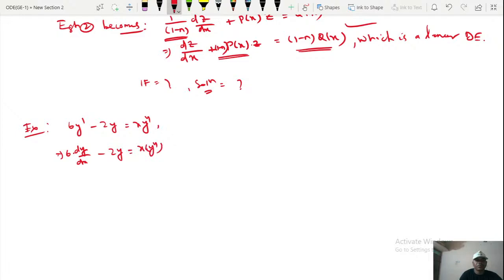Say the power of y is 4, which is greater than 2. That means we can say this is a Bernoulli's differential equation. So now I will divide by y to the power n, or y to the power 4, on both sides.